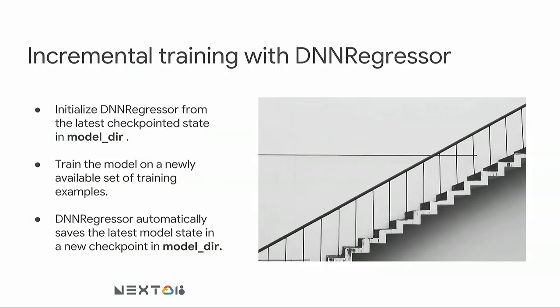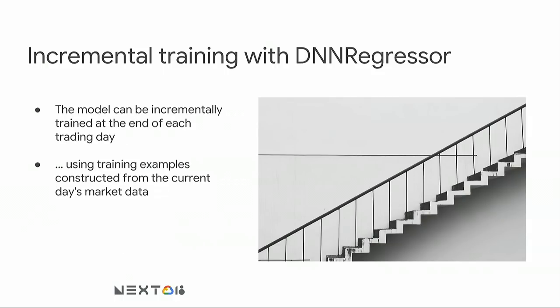The way it works is you initialize the DNNRegressor from the latest checkpoint. Then you train the model on newly available data, for example, on a newly available data set. And your checkpoints will be automatically saved in the model directory. It will create new checkpoints with files under new file names, and will automatically garbage collect old checkpoints.